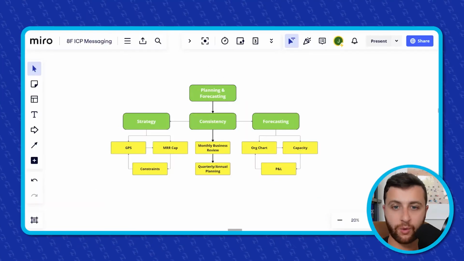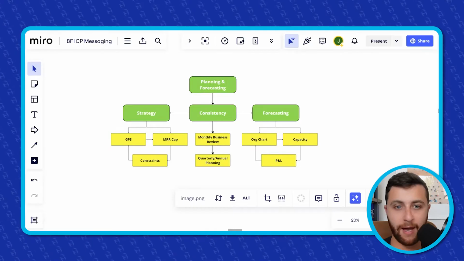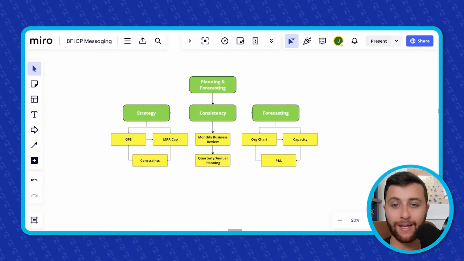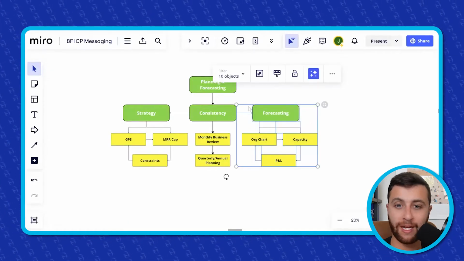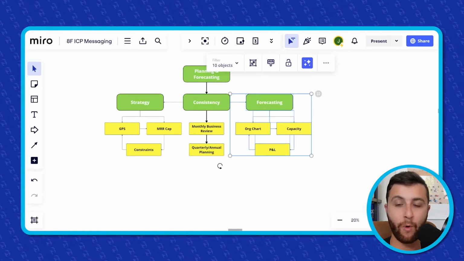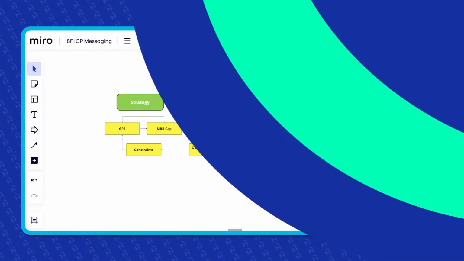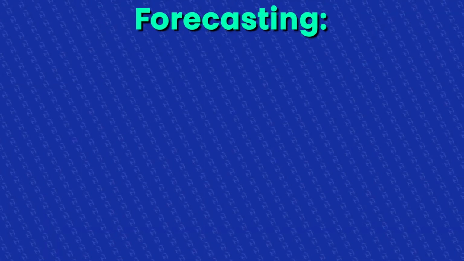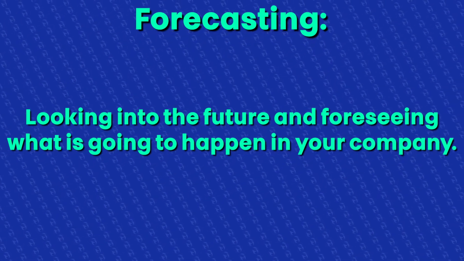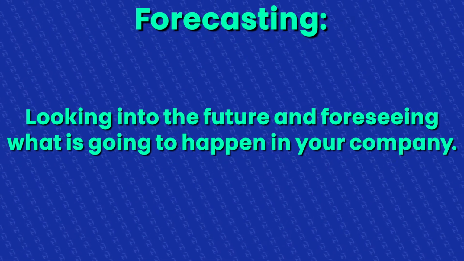So what you can see here on the screen is my planning and forecasting model. There's a lot of different tools and methodologies that one can use for planning and forecasting. But when it comes to actual forecasting of your business, I use the simplest three-prong approach of org chart, capacity planning, and P&L. Forecasting, by my definition, means looking into the future and foreseeing what is going to happen in your company as it relates to the amount of clients you have.